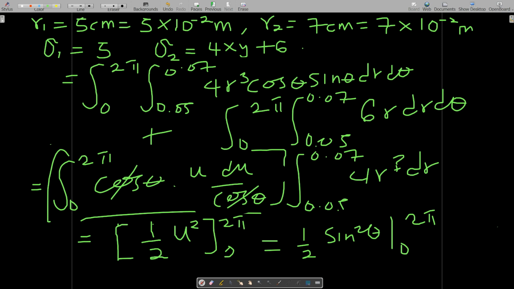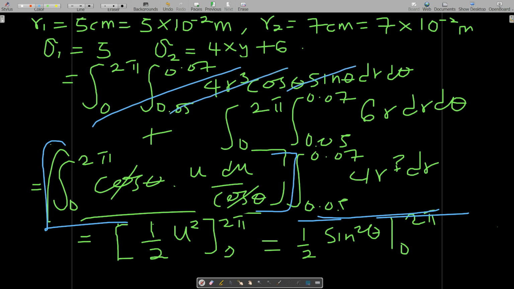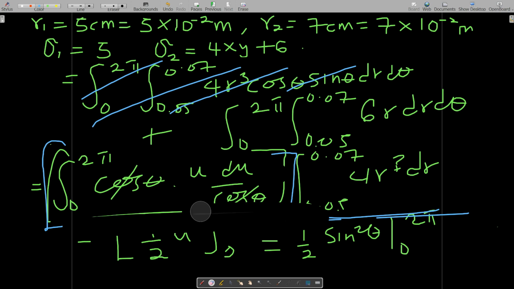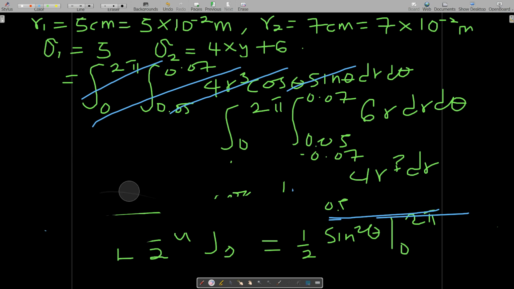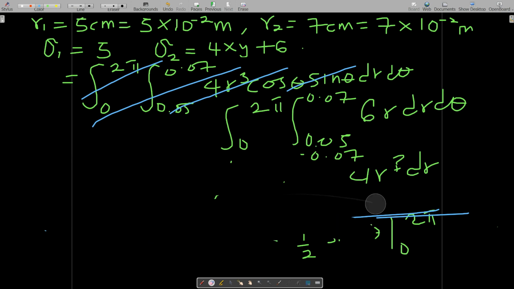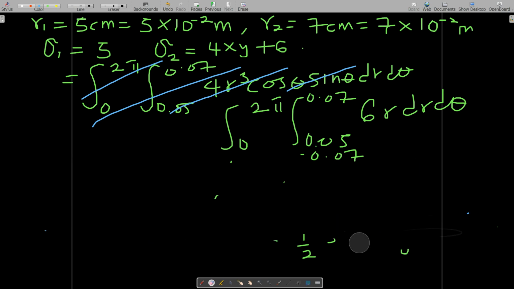Let me use a different color for you to see. This part here will give us 0, and when you multiply by this, the whole of this will be 0. So the first integral is actually 0. It means the whole of this side is 0. So sometimes you don't need to do a whole big integration. Just check and see if a part will be 0, then you don't continue and concentrate on what you think will give you an answer.